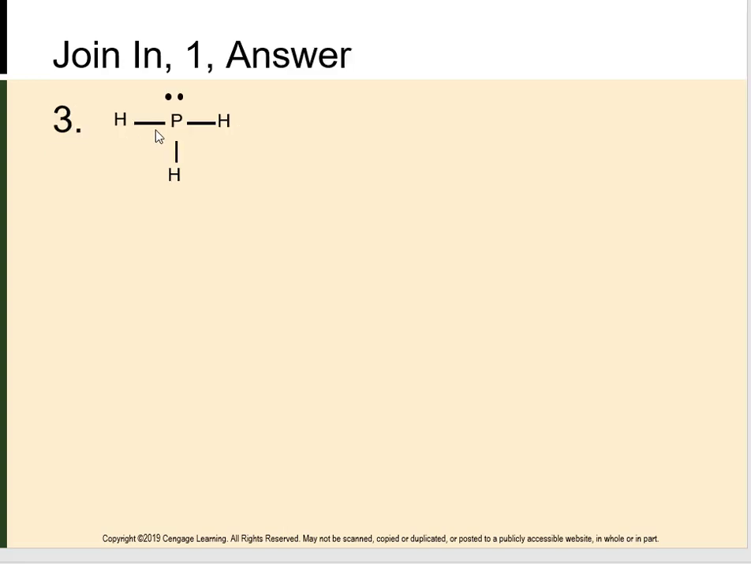Hopefully you found that it was this one. Phosphorus: 1, 2, 3, 4, 5, 6, 7, 8. Phosphorus is happy with 8. Each hydrogen has 2. If I did my math, phosphorus should have 5 valence electrons, each hydrogen 1, so 6, 7, 8. So 8 total electrons.